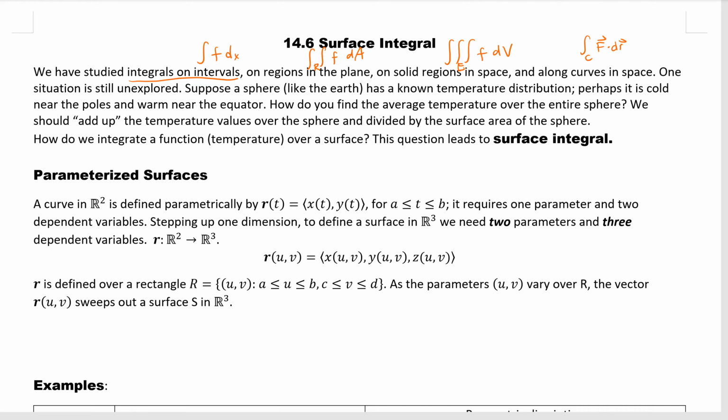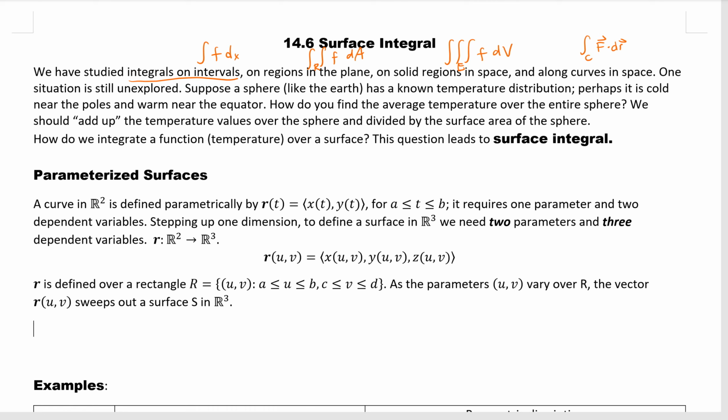Suppose a sphere like the Earth has a known temperature distribution. Perhaps it is cold near the poles and warm near the equator. How do you find the average temperature over the entire sphere? And we mean the surface of the sphere, not the inside.